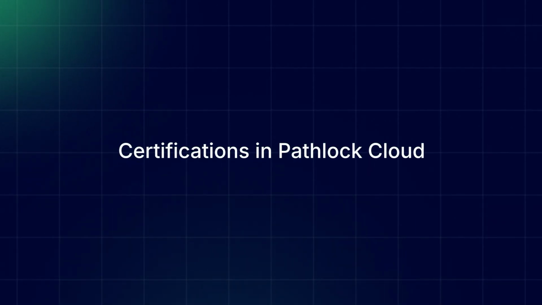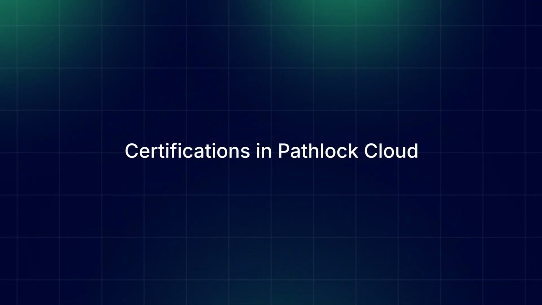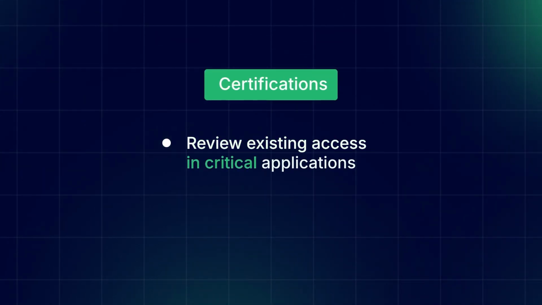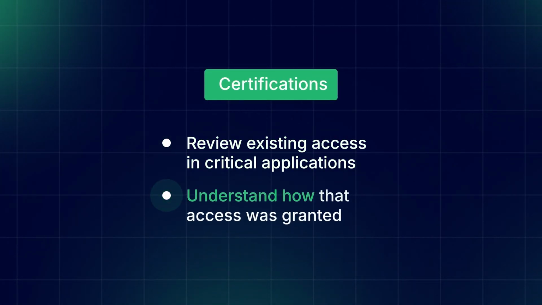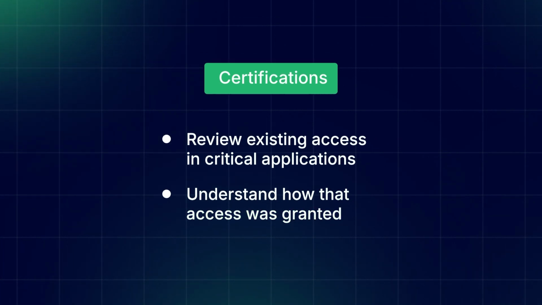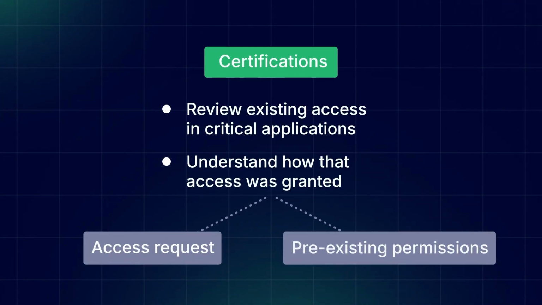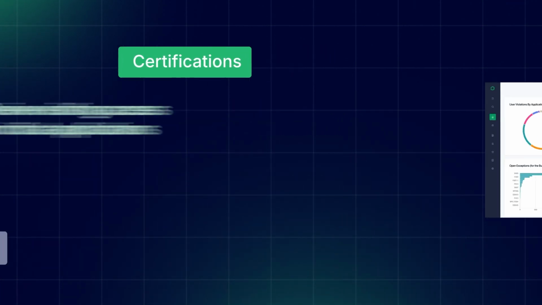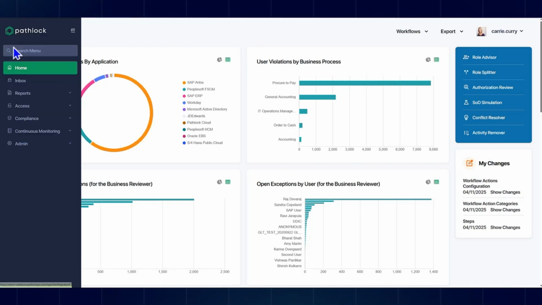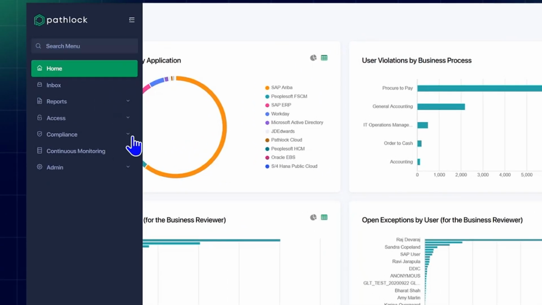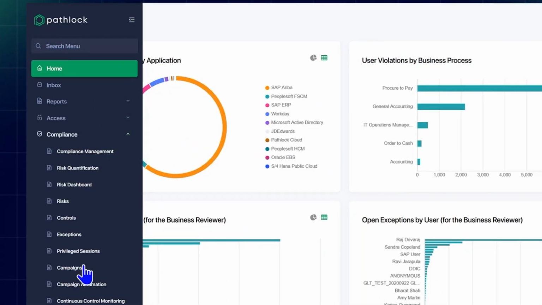Welcome to our demo on certifications in Pathlock Cloud. Certifications let you review existing access in critical applications and understand how that access was granted, whether through an access request or pre-existing permissions. To get to certifications, just head to the left-hand menu, click on Compliance, then choose Campaigns.